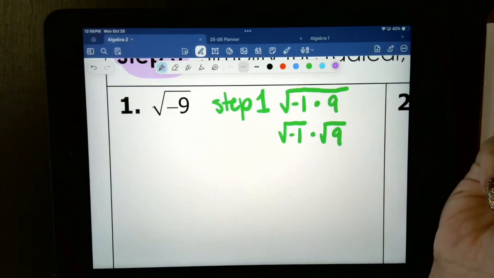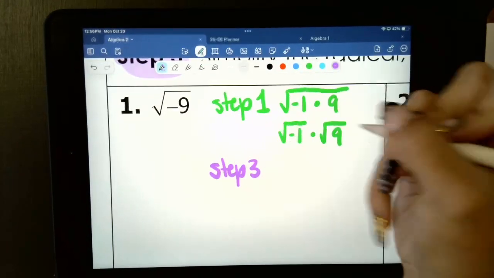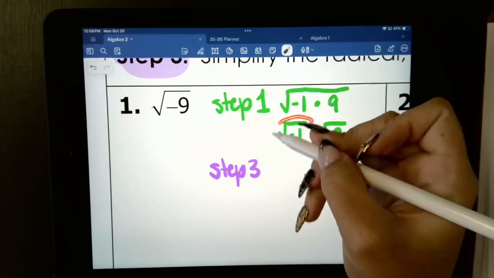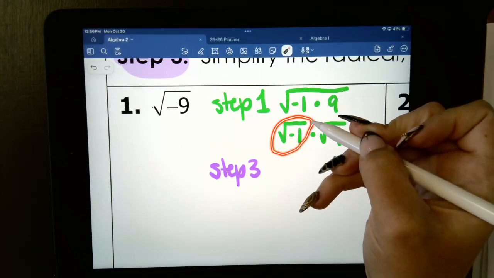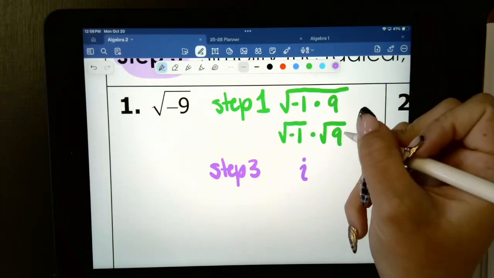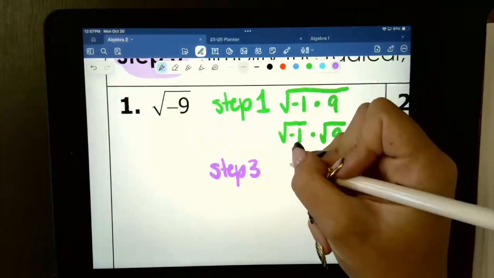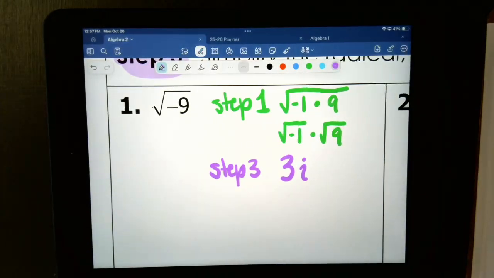So, we don't really need to do step 2 because this is a perfect square. So there's no need for us to do step 2 because we don't have to break it down like we did the last class. So if we move on to step 3, we know that this is what? Imaginary. And that this is going to be what? 3. Now, this, you do not have to put plus or minus when simplifying an expression. But when we're solving an equation, that's when we put plus or minus.